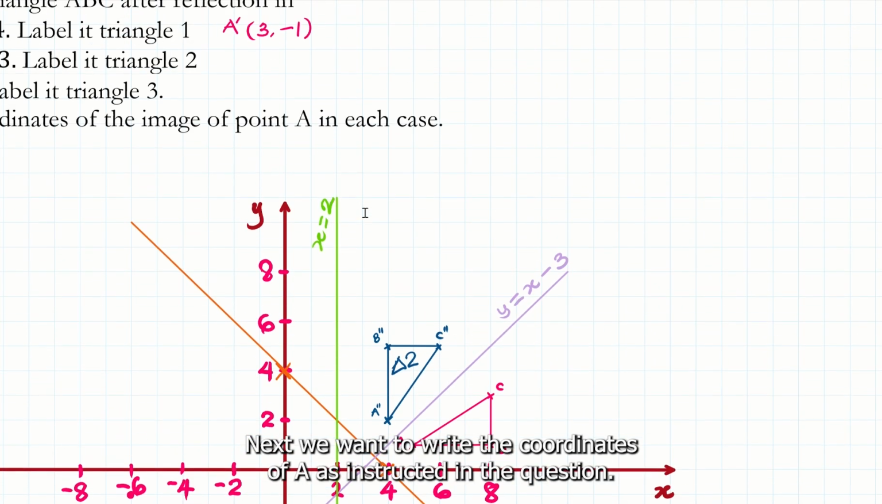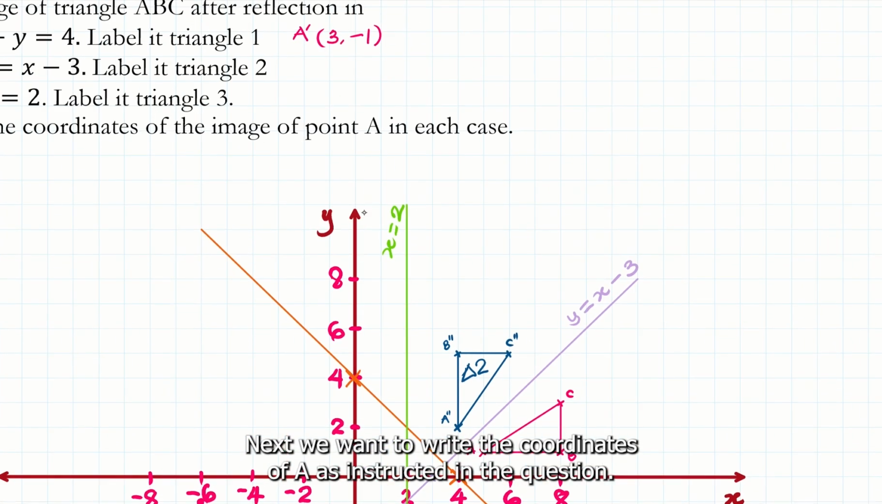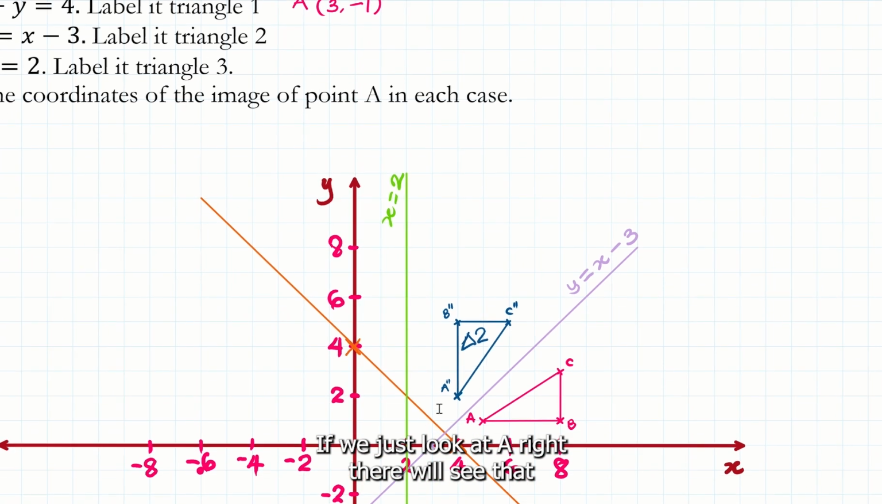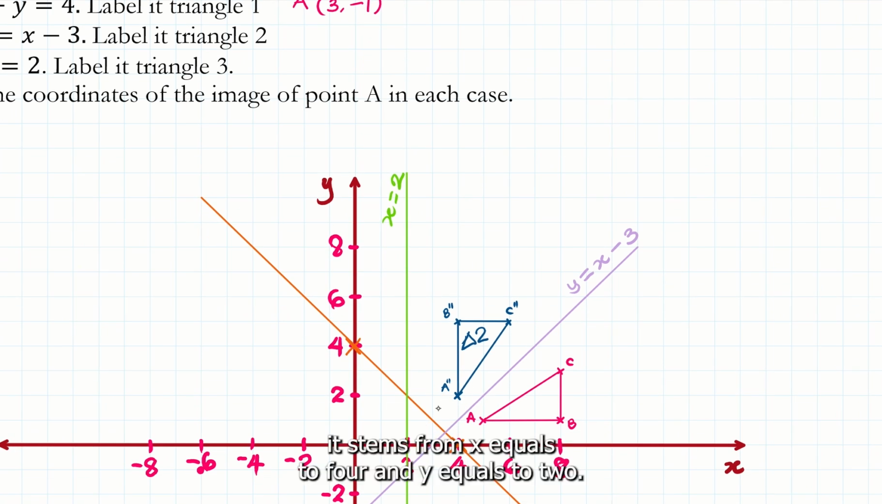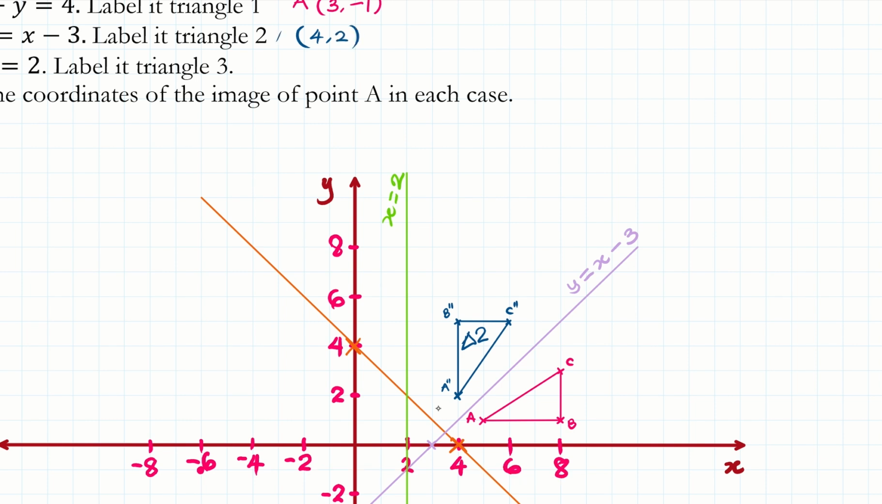Next, we want to write the coordinates of A as instructed in the question. If we just look at A right there, we will see that it stems from x equals to 4 and y equals to 2. So we have 4 and 2.